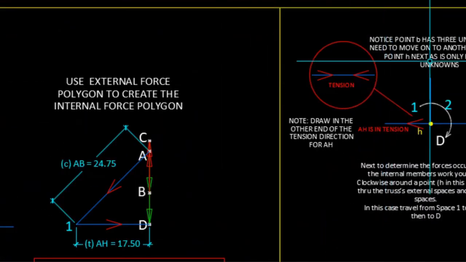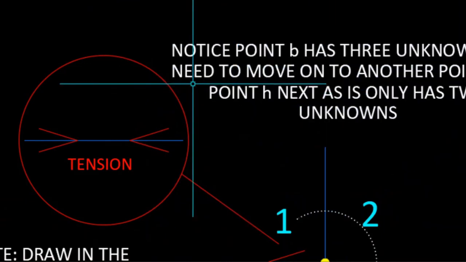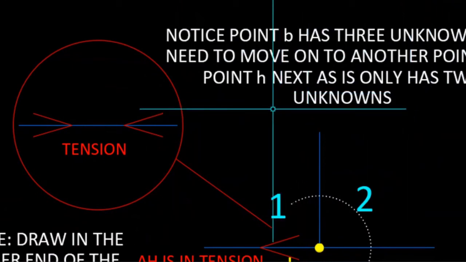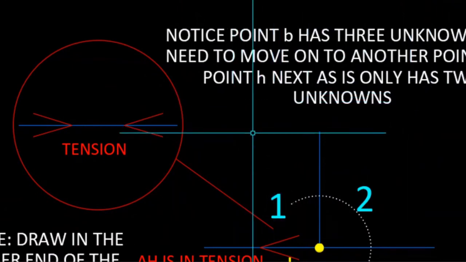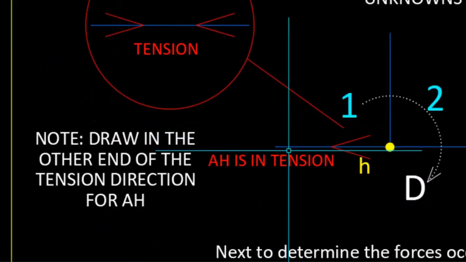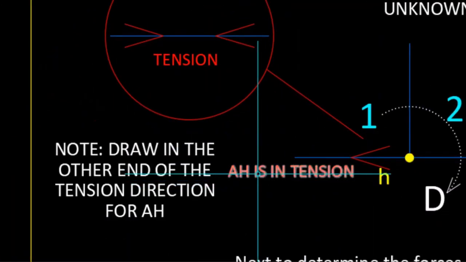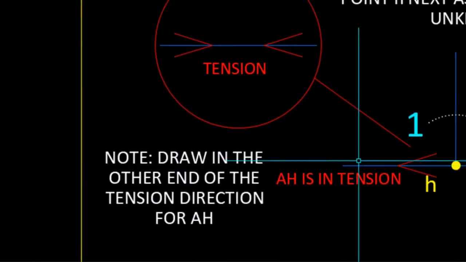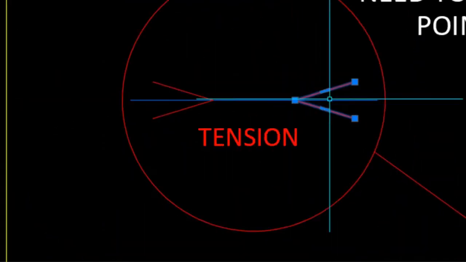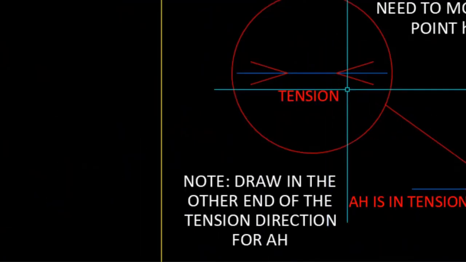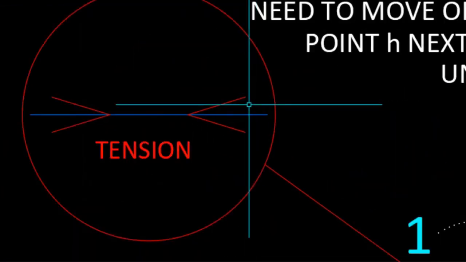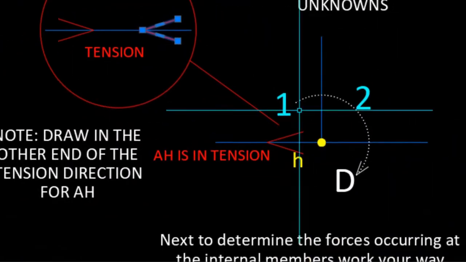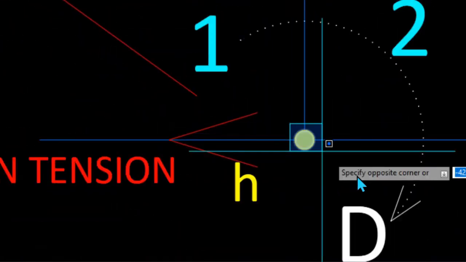So moving on to the next point, once again, notice that point B has 3 unknowns. So we're going to move on to another point, point H, which only has 2 unknowns right now. So we last found that member AH is in tension. So to draw the other end of our tension force, we can refer back to our original tension and compression examples. We'll see that the arrow will point away from point H in this case.